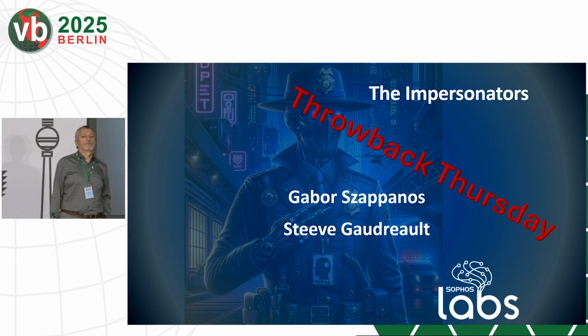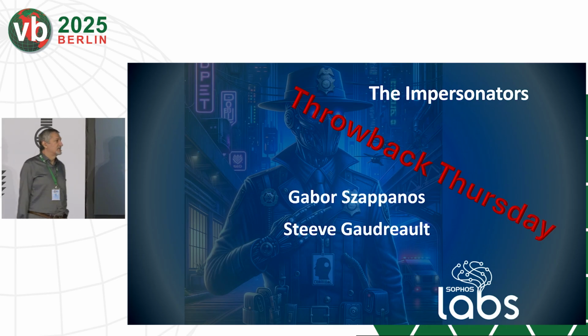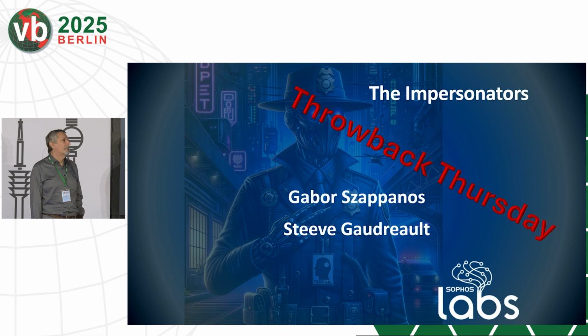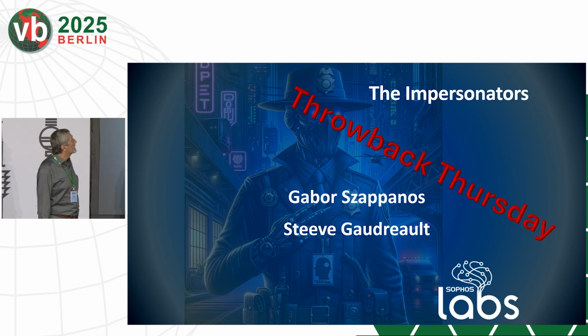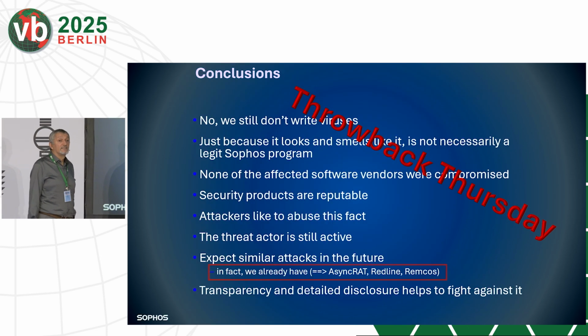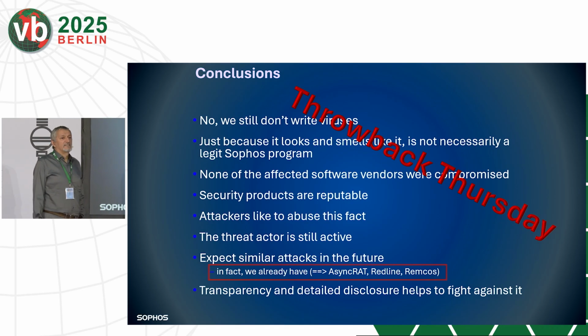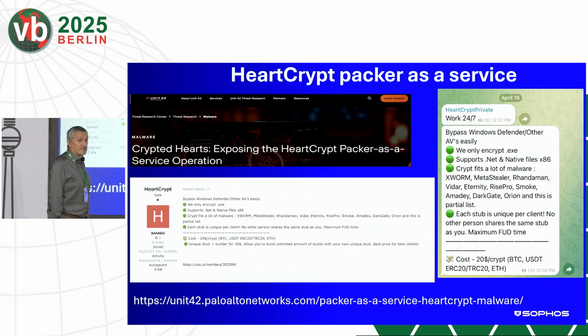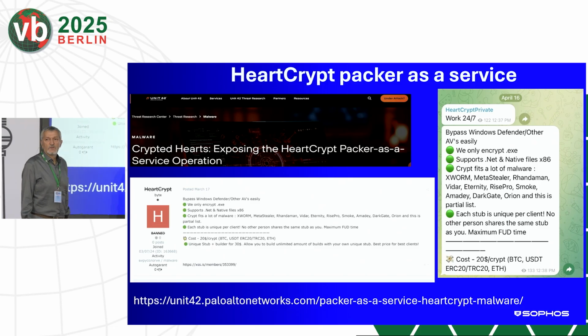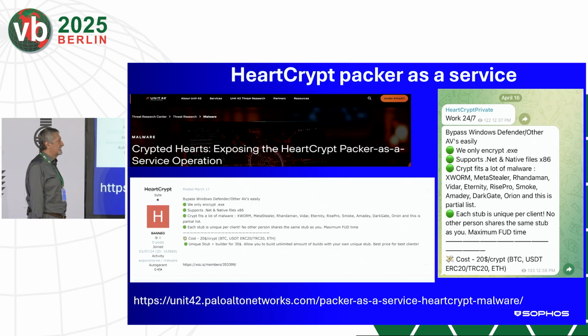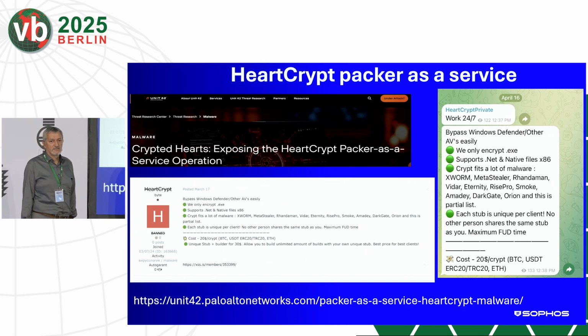Let's move back to last year. Last year, together with Steve, we were talking about a Packer as a Service offering, the impersonators, as we call them. And in the conclusion of that presentation, we mentioned that there are similar Packer as a Service offerings on the market and highlighted one of them. The work didn't stop. We went on analyzing that new Packer as a Service model. And fortunately for us, shortly after that, Unit 42 researchers identified this Packer as a Service as HardCrypt.